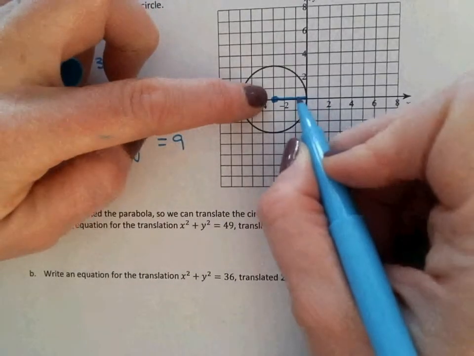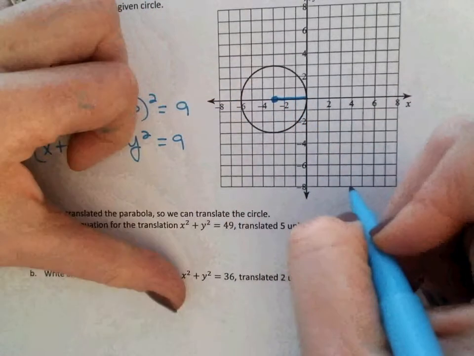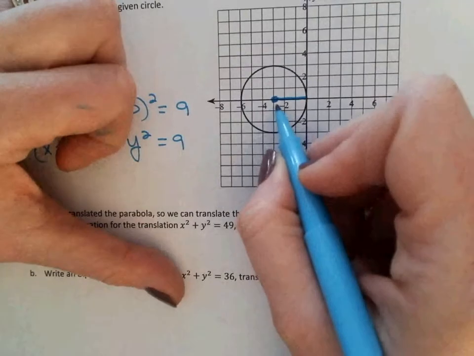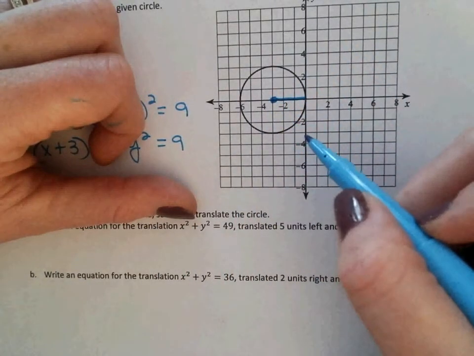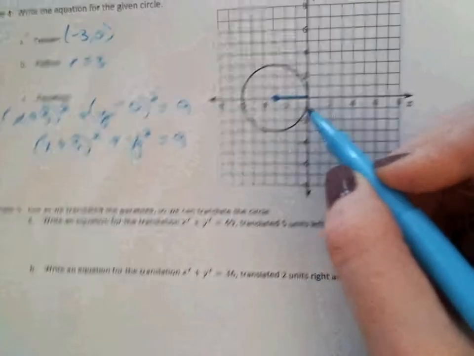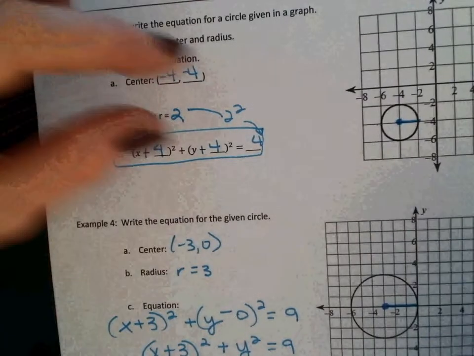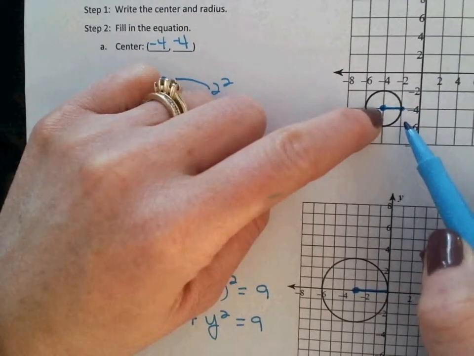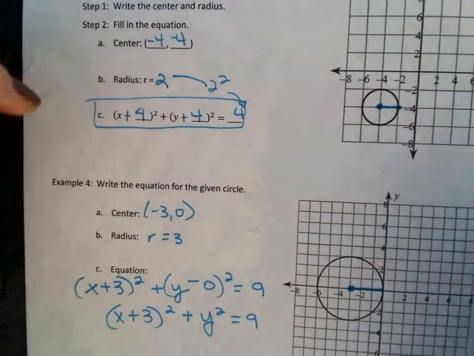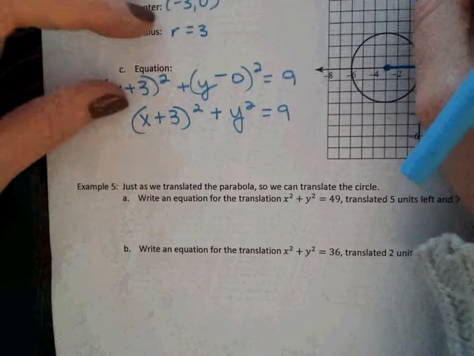If you have to, the radius is 3 away from the center: 1, 2, 3. You can just count on the graph. Does that make sense? Yes, because the center was 2 units away from the edge of the circle. So that's what you're looking for.